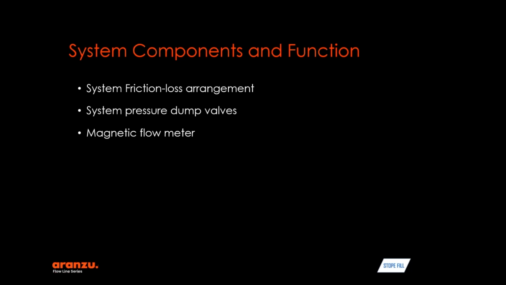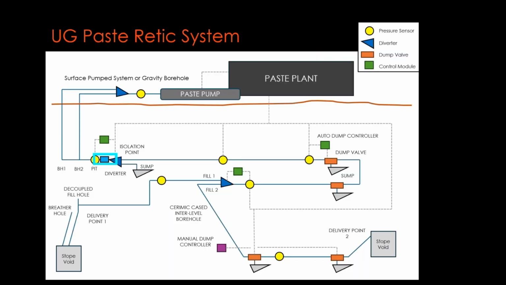So, some of the arrangements with the friction loss. Shown here is an inline flow meter sitting at the bottom of the borehole, in a common line. This can be used to enable a live measurement of the flow rate at that point.